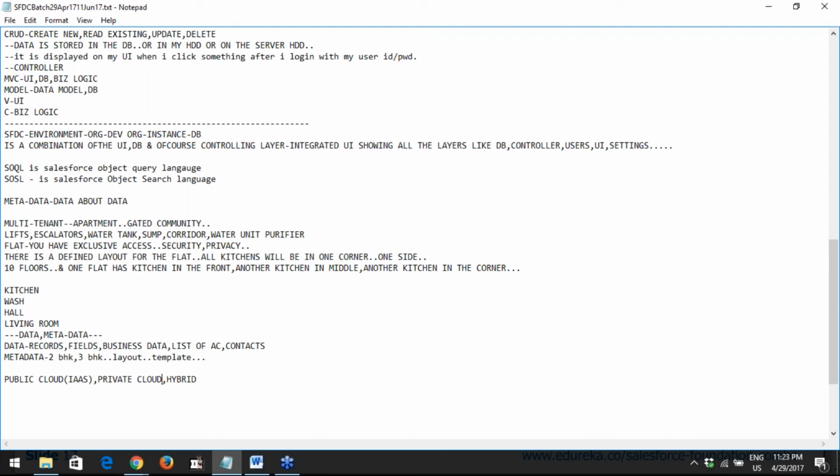Whereas the hybrid model is a combination of the public cloud, that is IaaS, as well as some dedicated hardware, because there are some limitations to the public cloud, like the number of IOPS, that is the input output per second that you can have. It's limited in case of a public cloud, that is the processing power. So beyond some processing power, you need to go for the dedicated hardware.